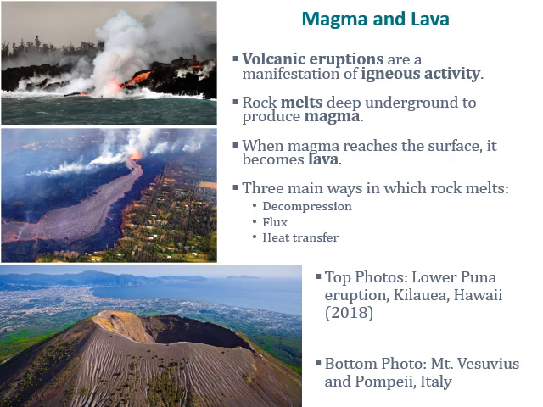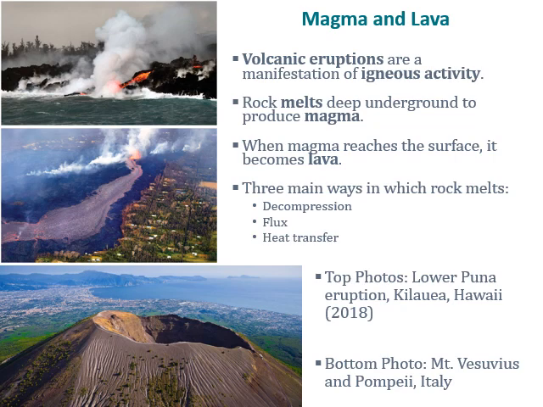Part 1 of the lecture discusses how we define igneous rocks and how they form. So first let's talk about magma and lava. Volcanic eruptions are manifestations of igneous activity where rock melts deep underground to produce magmas, and when that magma reaches the surface at a volcano, it becomes a lava. So at the exact point it reaches the surface, when the magma either explodes or flows out gently of the volcano, it becomes a lava.